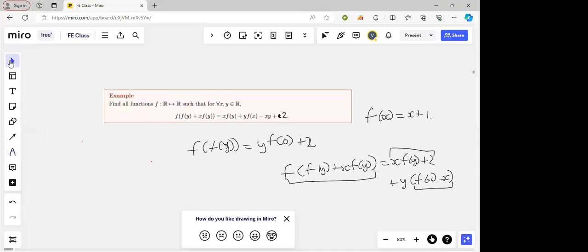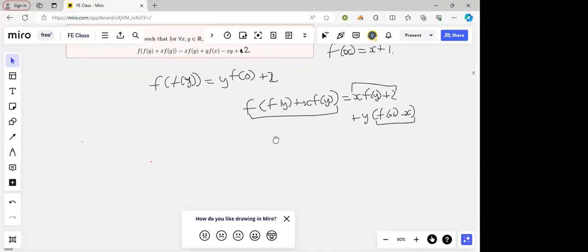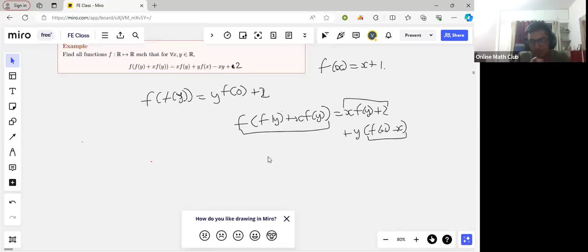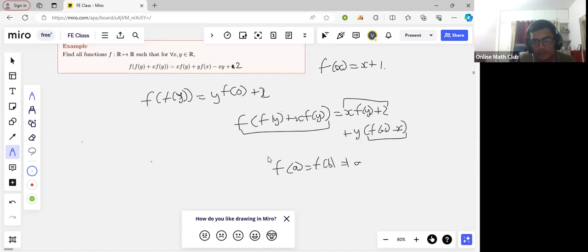So here we let x be the constant. We'll fix x and vary y. So if we substitute both values a and b, the point to prove injectivity is we want f of a equal to f of b implies a equal to b, right? This is what you want to show.